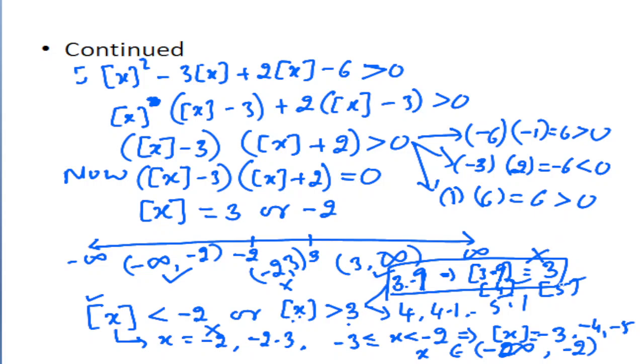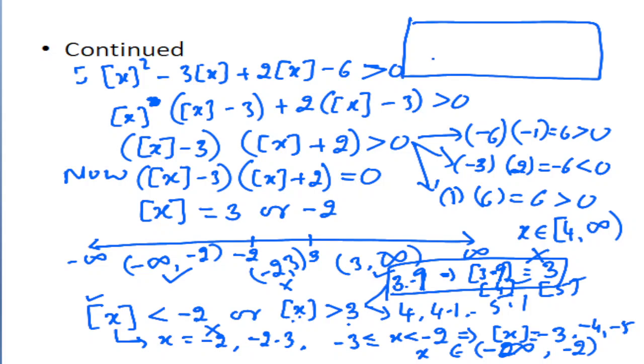So one more interval, friends, that we are going to get is x belongs to 4, where 4 is included, to infinity. Why is 4 included? We know that the greatest integer function of 4 is 4. Okay, so by taking the union of these two, we are going to take the union of this. The union is minus infinity to minus 2, union 4 to infinity.